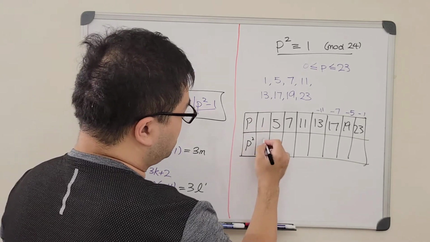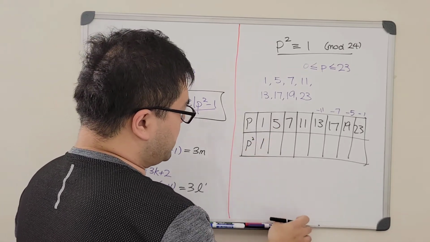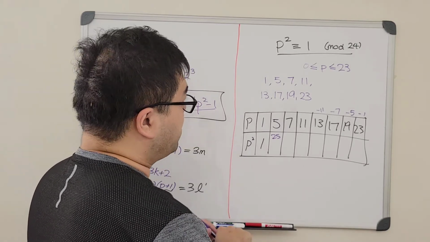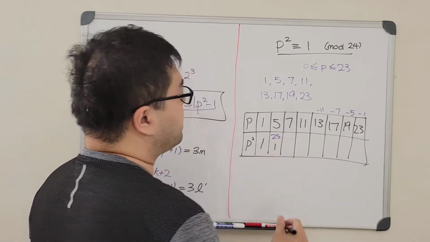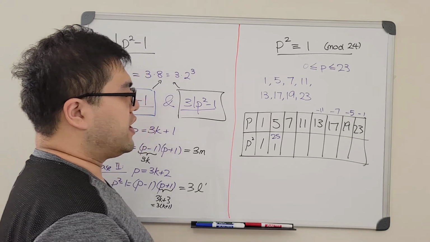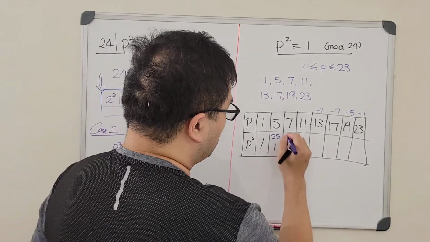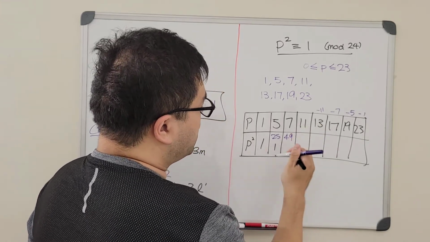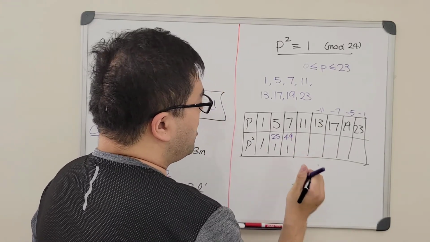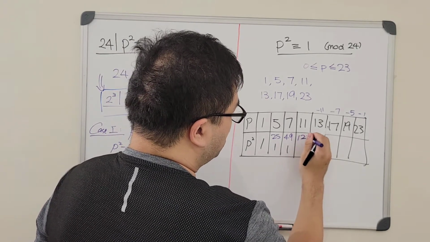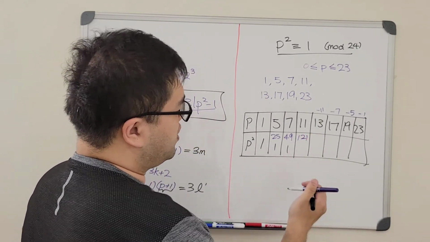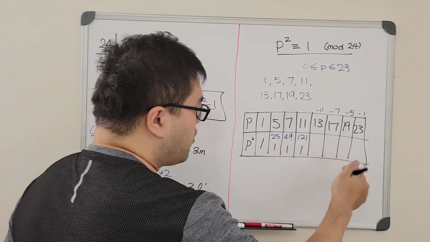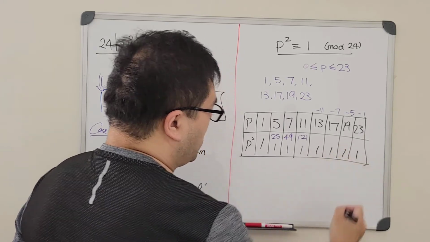1 squared is clearly 1. 5 squared is 25. Let me mark it down with purple. And if we reduce it down, it will turn into 1, because divided by 24, we get 1 remainder 1. Next, we have 7 squared, which is 49. And again, if we divide by 24, we get 2 remainder 1. 11 squared is 121. So divided by 24, we get 5 remainder 1. Good. So for the other 4, we also get 1, 1, 1, and 1 each.